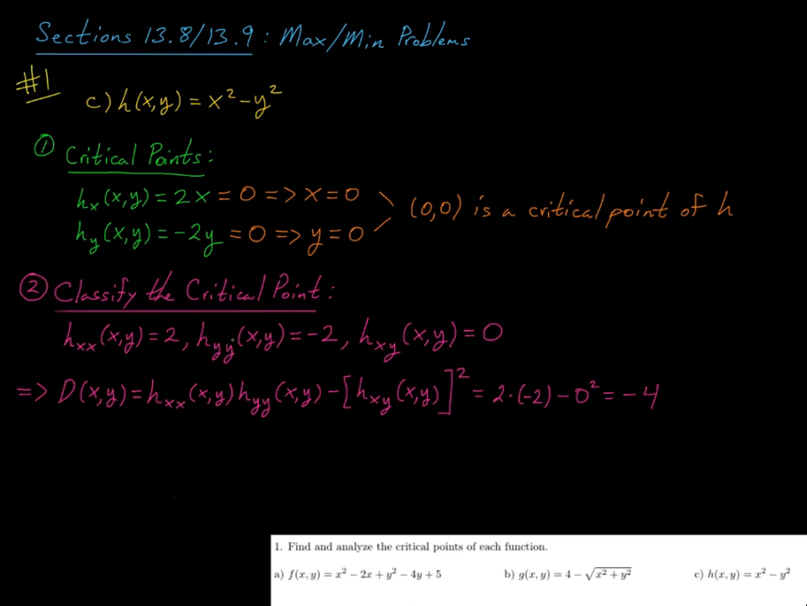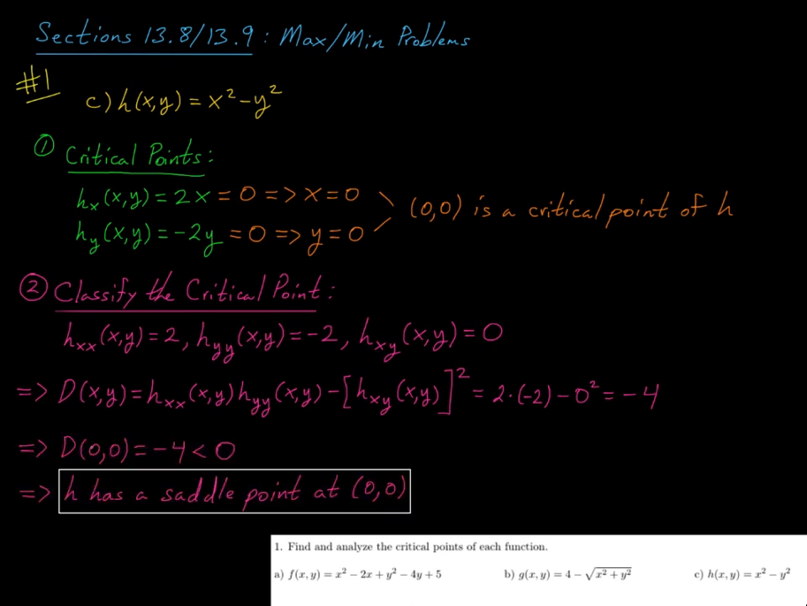So here's the xx, the yy, and the xy derivatives. And our quantity D then turns out to be 2 times negative 2 minus 0 squared. So that's negative 4. Again, D is constant. In particular, D evaluated at the origin is a negative number, negative 4. So from our second derivative test, we know that h has a saddle point at the origin.